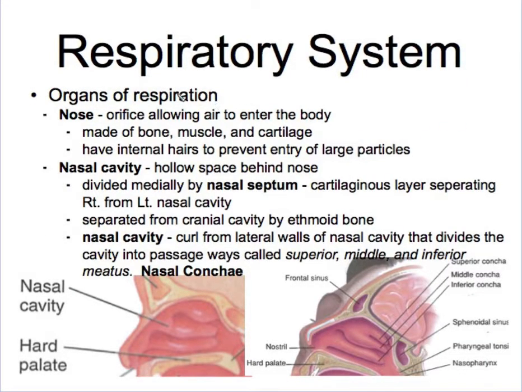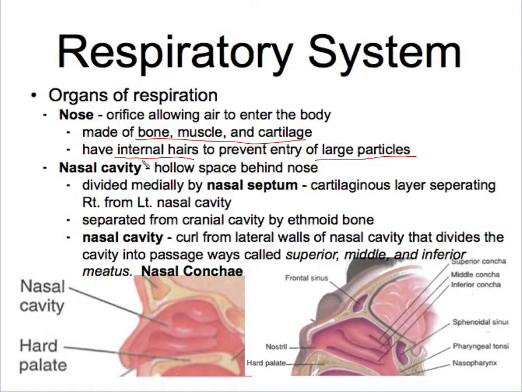Okay, so your nose specifically, this is the opening in your face that allows air into the body. This is made of bone, muscle, and cartilage. You have these internal hairs inside your nose, nose hairs, which prevent large particles from getting into your respiratory system, which can then block your trachea and your lungs, which can cause all kinds of problems.